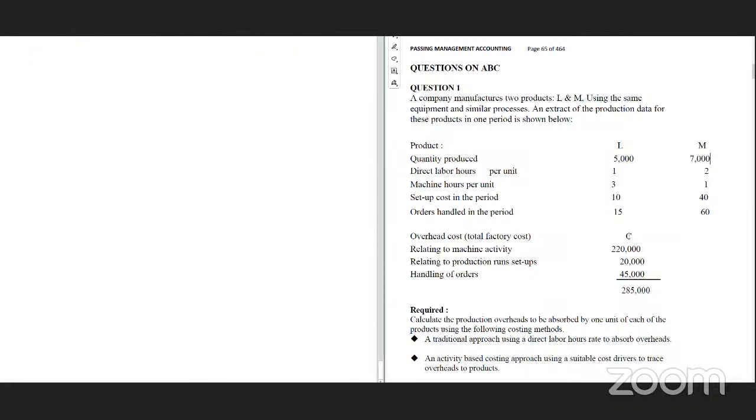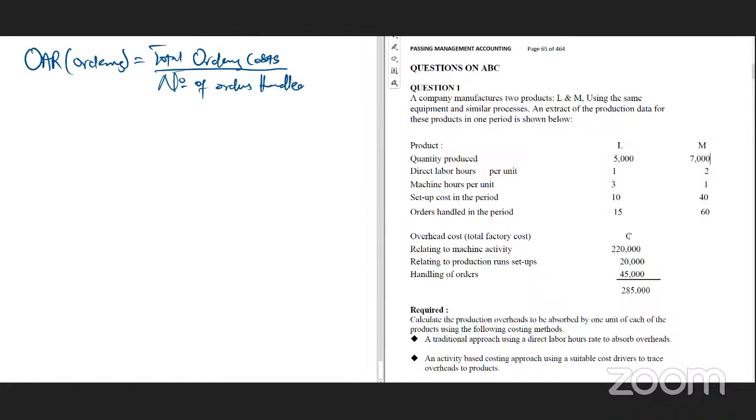Sure. So which is the next one? Handling of orders, so we'll call it ordering cost. So what's the OAR for ordering cost? OAR for ordering is total ordering cost divided by the number of orders handled, right? Total of orders.